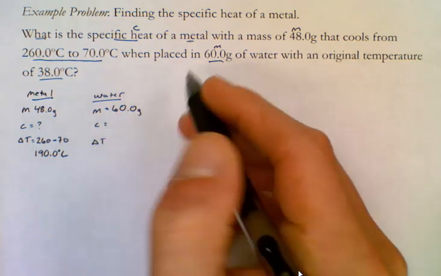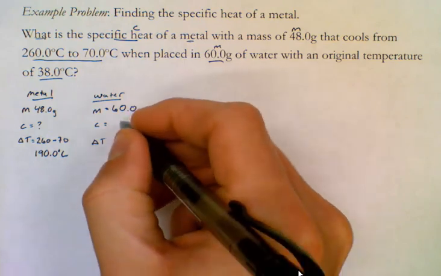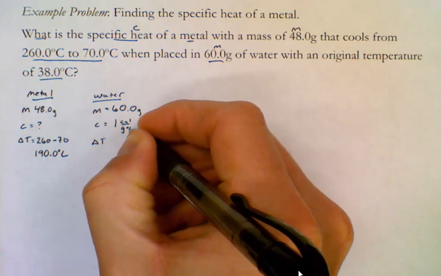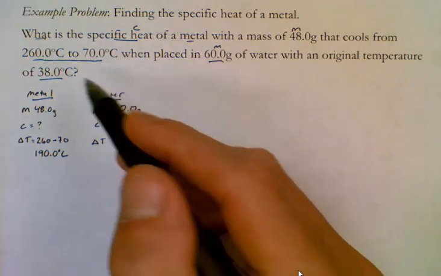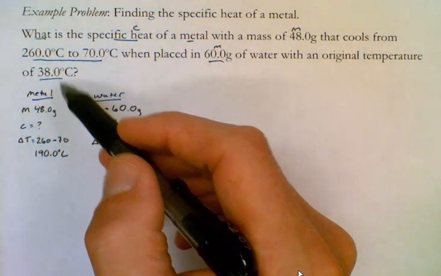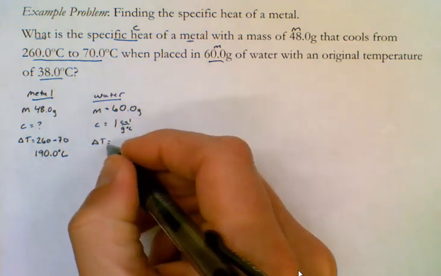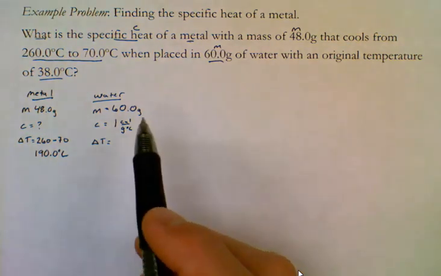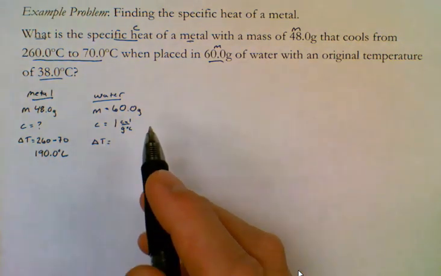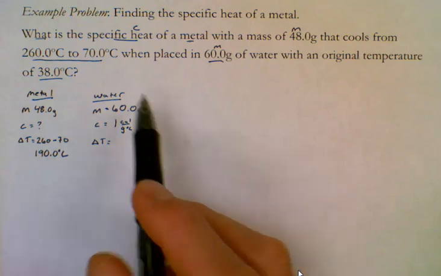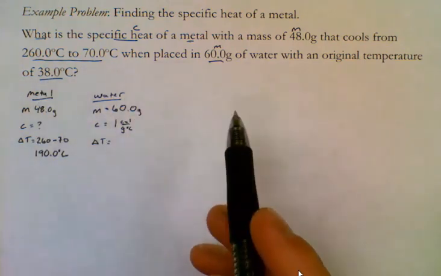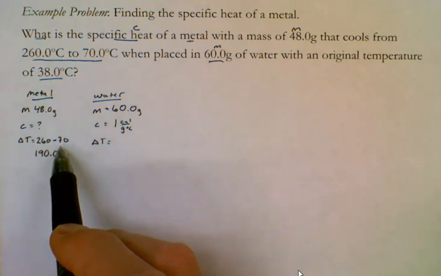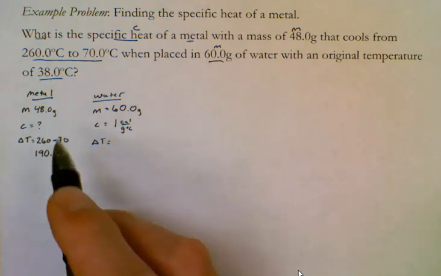Specific heat of water isn't provided in the problem, but you need to know that the specific heat of water is 1 calorie per gram degree C. We know it's going to be the number 1 because this is happening at 38. 38 is when water is still liquid. And then the change in temperature needs to be based off of how the water's temperature changes. Now, it doesn't say the final temperature of water, it just gives you the original temperature. But because the metal stopped cooling at 70, that means that the water stopped heating when it got to 70.